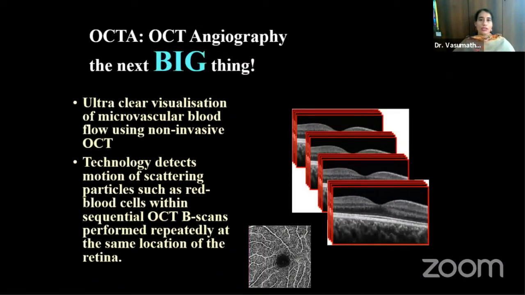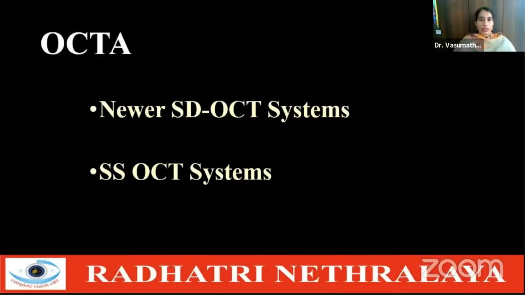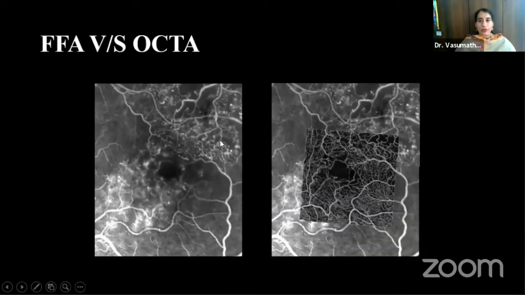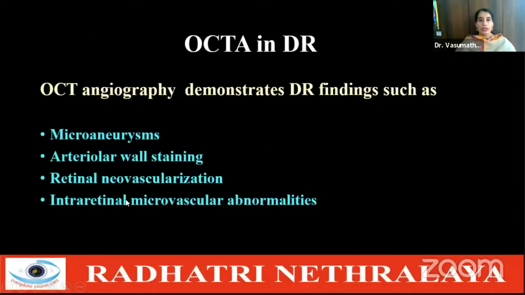Just briefly about OCT angiography, which detects the motion of scattering particles like red blood cells, and it's the latest. The newest SD OCT systems and swept source OCT systems talk about OCTA. The most exciting thing in diabetic retinopathy of optical coherence tomography angiography is that we are able to look at the superficial and deep capillary plexuses. And if you see, this is an angiogram, whereas this is an OCT angiogram, gives us a much better information. And you can demonstrate microaneurysms in all these findings, just as in an FFA.